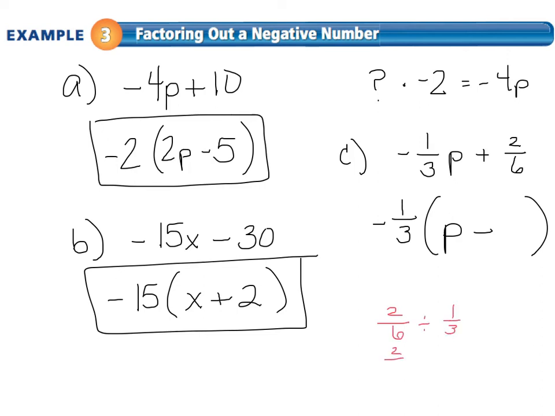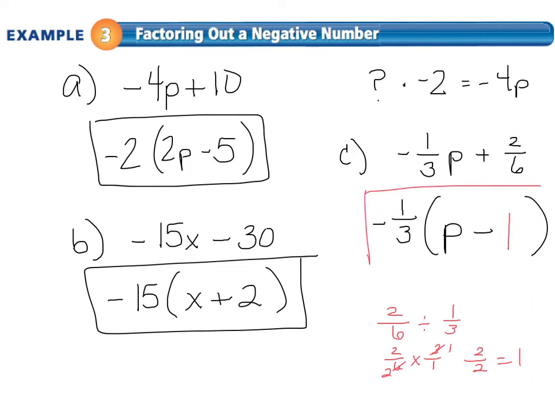Well, I have to take 2/6 times the reciprocal, which is 3/1. This simplifies. And so that would give me 2 divided by 2, which is just 1, because 2/6 divided by negative 1/3, that's 1. So because it's minus, it's going to be minus 1. So 2/6 is 1/3. So we actually would take 1/3 divided by negative 1/3, which is negative 1.